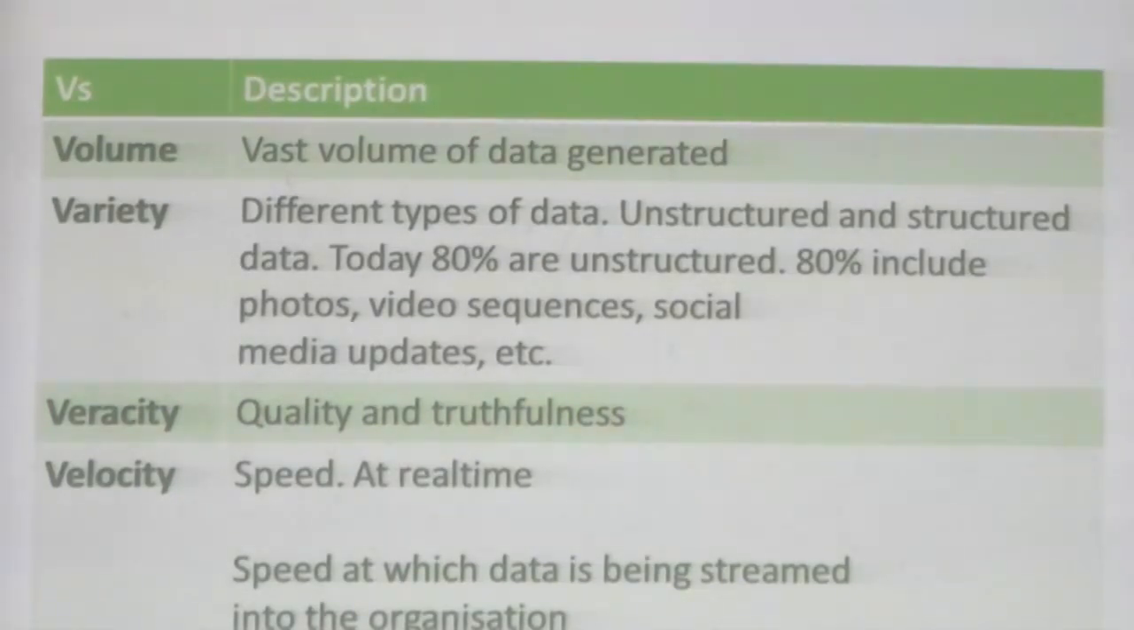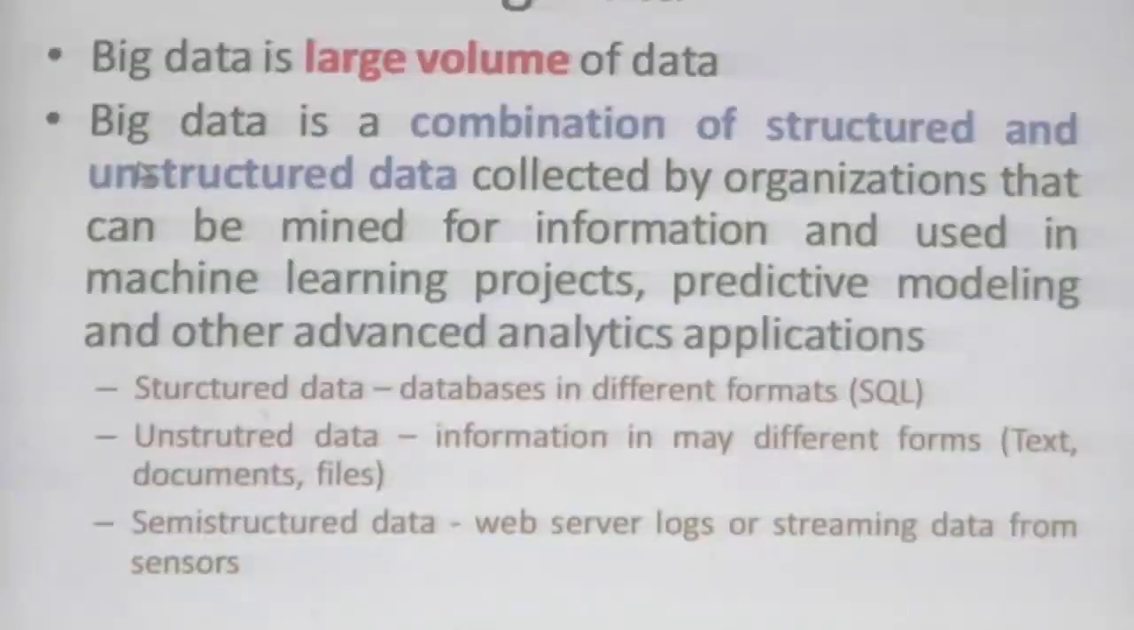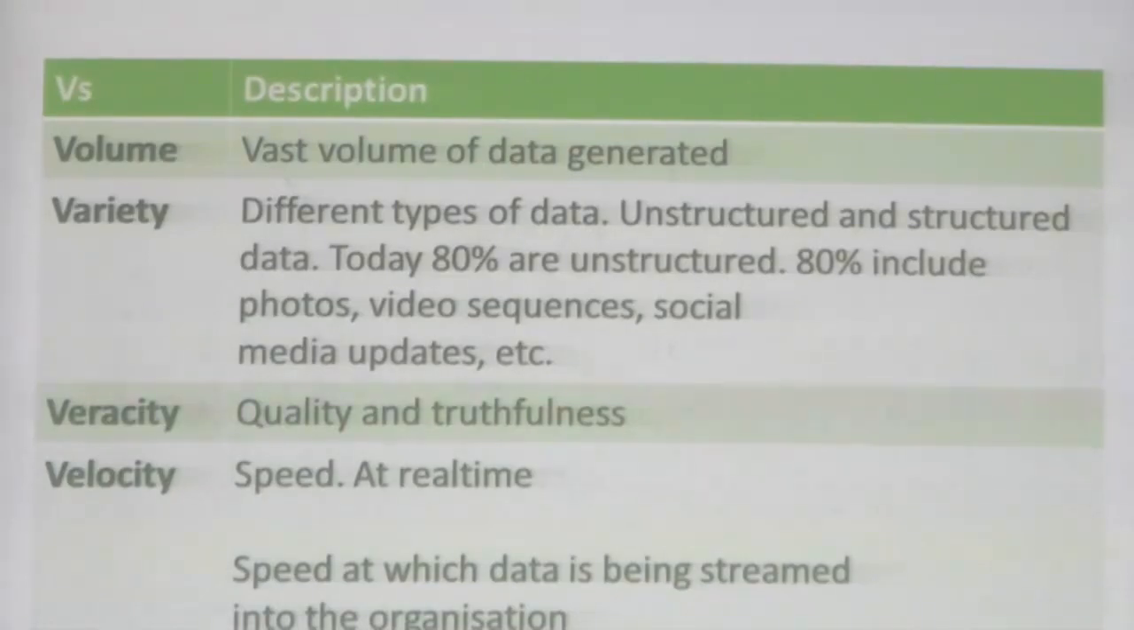Defining big data: big data is defined by the V's. What are the V's? Each of them has the letter V. First, volume. What is this volume? As big data, a large volume of data was explained there. A vast volume of data is generated in big data. It's a large volume, that is the first V.